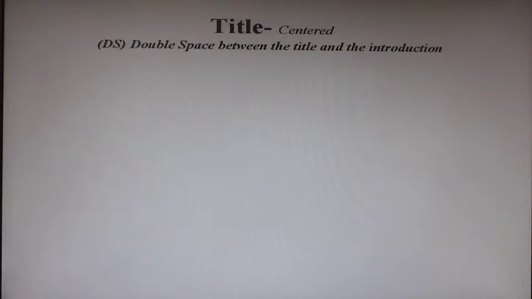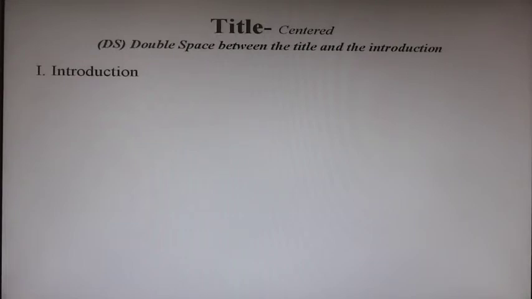Okay, then when you have that title, you're going to skip 2 lines. You're separating that title from the introduction. And that's where you're going to write right next to that red line on your paper. You're going to write Roman numeral 1, introduction.